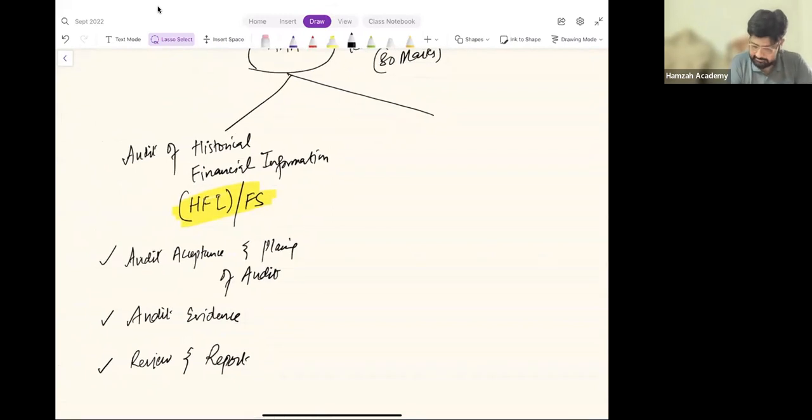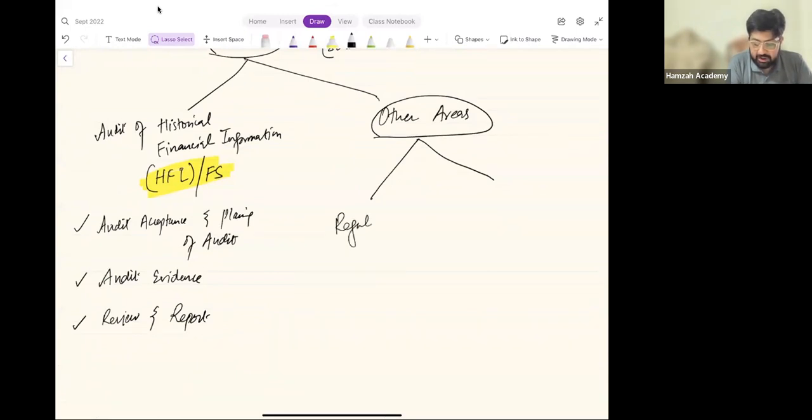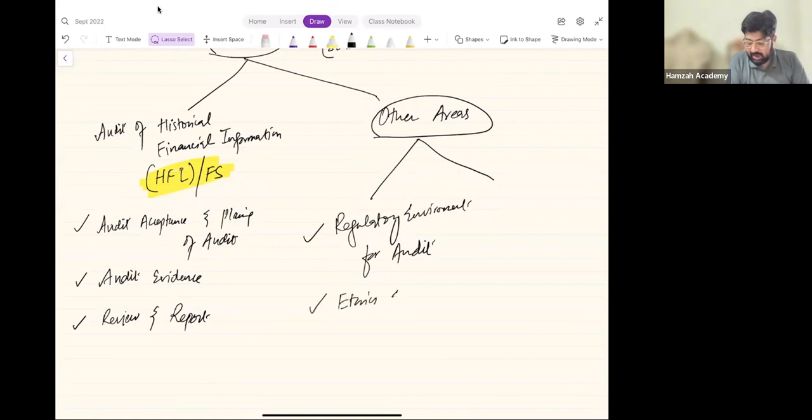Come to the next section. The other syllabus is further 2 types. I say other areas of syllabus. One is regulatory environment for audit, how the audit is regulated. And in that, ethics and practice management. Because ethics is a way to regulate the auditor. Practice management: how auditors should practice, professional issues, quality control issues.